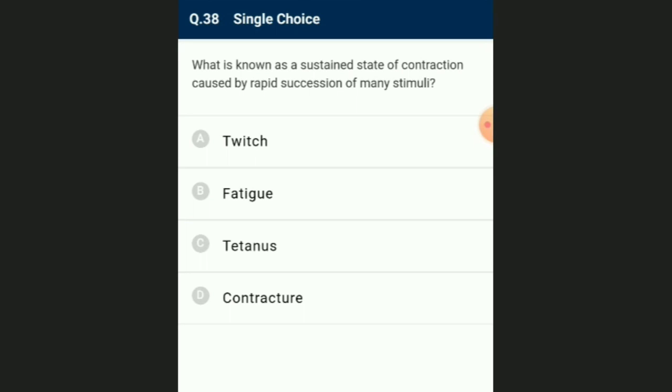Question number 38. What is known as the sustained state of contraction caused by rapid succession of many stimuli? Muscular dystrophy is a group of inherited diseases that damage and weaken your muscles over time. This damage and weakness is due to the absence of a protein called dystrophin, which is necessary for normal muscle function. The absence of this protein can cause problems with walking. So the answer for this question is option C, tetanus.